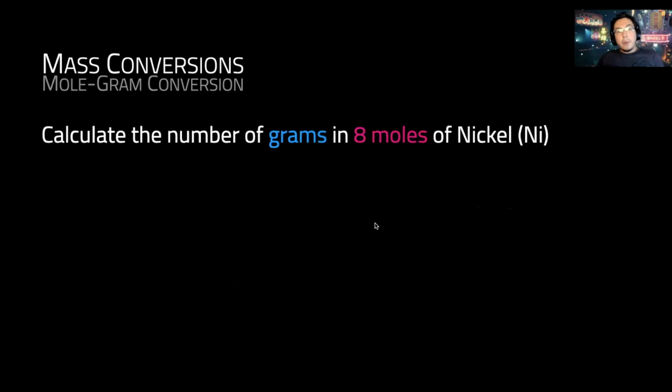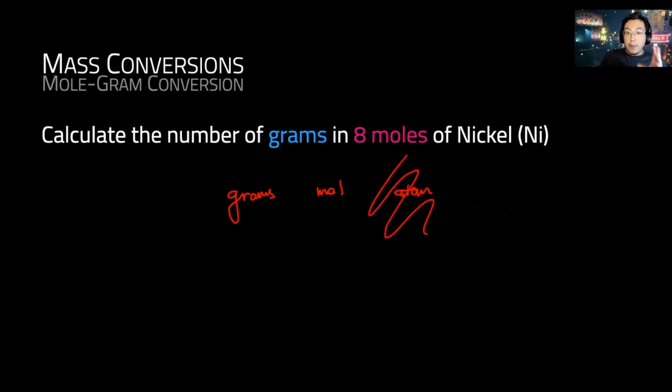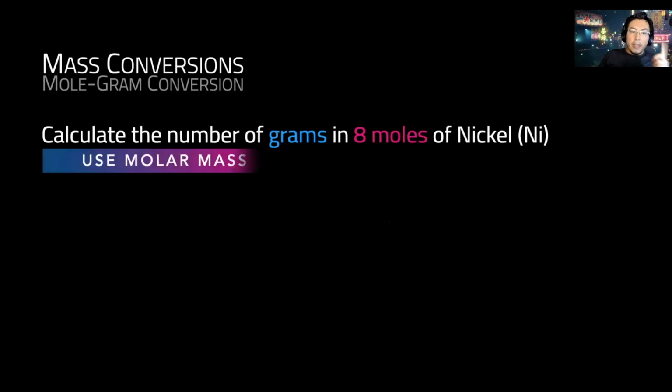In this next example, it's actually asking for the opposite. You're going the other way. It says calculate the number of grams in 8 moles of nickel. So again, from our map, we would have grams and mole. Over here, we have atoms, but we're not going to be using this side of the map. We're just talking about this. And from moles to grams, we actually have to multiply by the molar mass. So first step, we need the molar mass of nickel in this case.